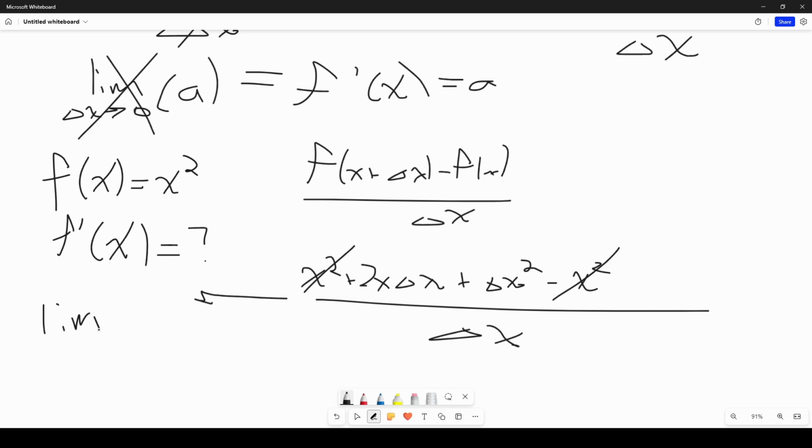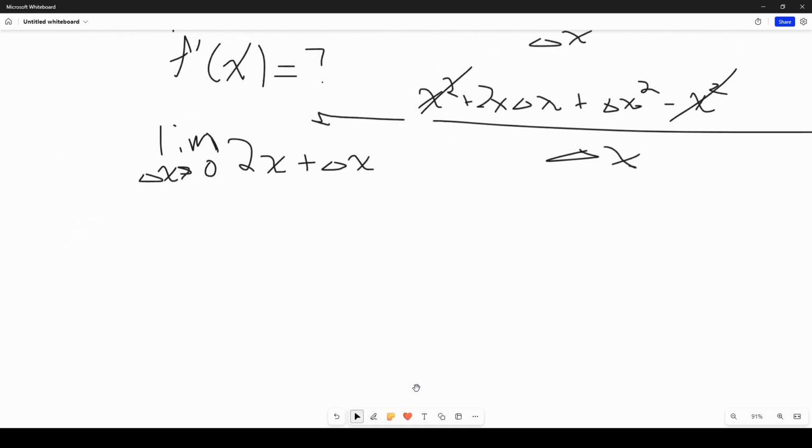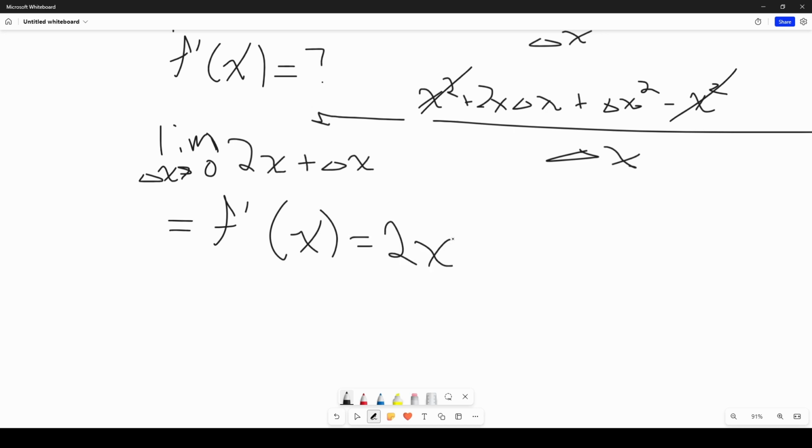The limit as delta x approaches 0 of 2x plus delta x. Now, this is actually super easy to do. We just evaluate at delta x equals 0, because now we have no problem with dividing by 0. We plug in 0, and we just get f prime of x equals 2x.